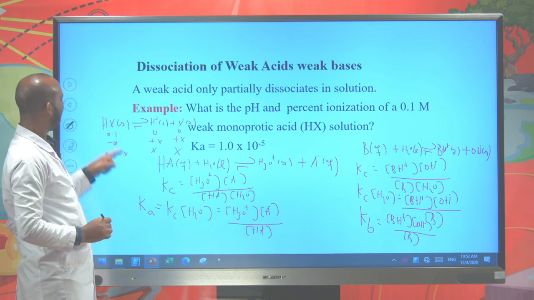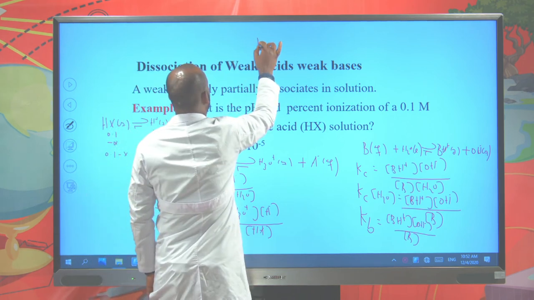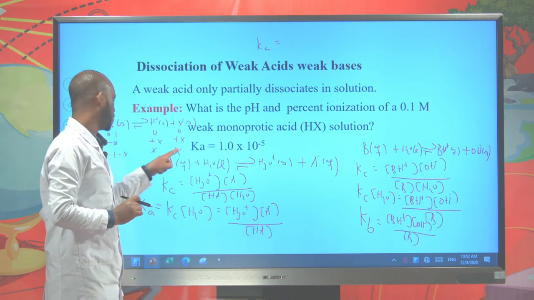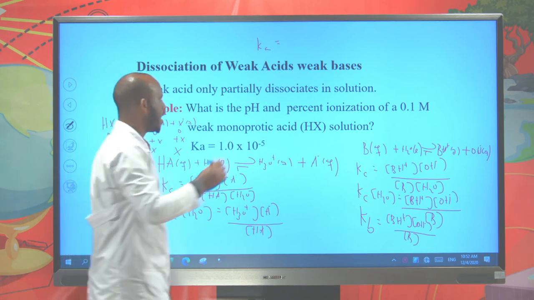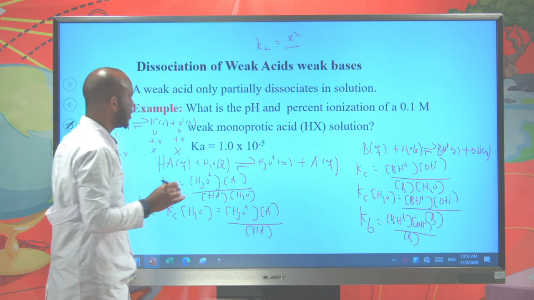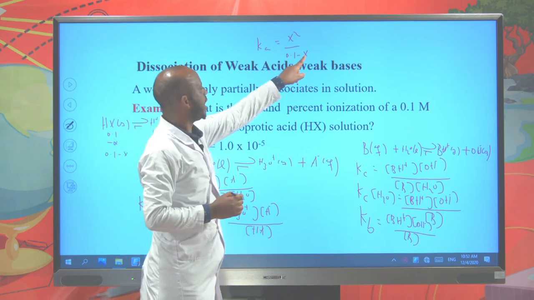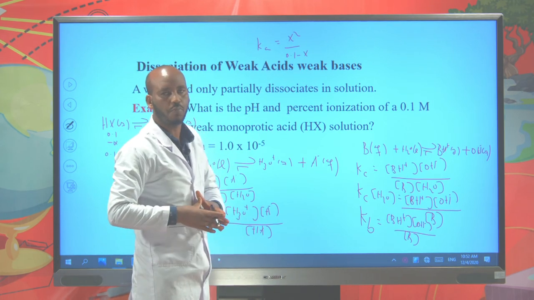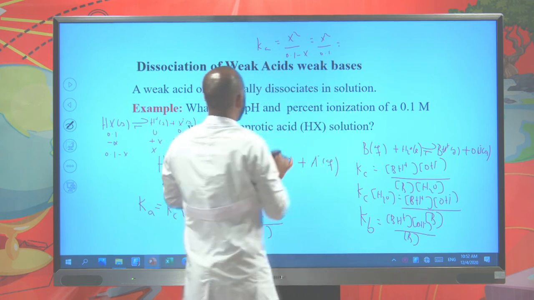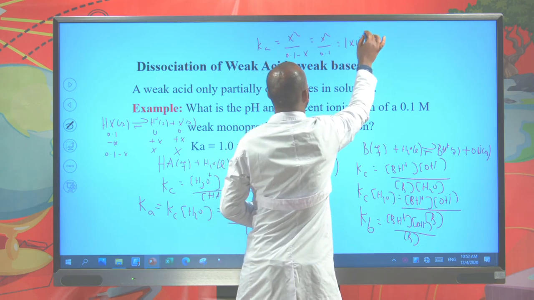Now you can set up the acid dissociation constant for this acid, Ka. Ka equals the equilibrium concentration of H+, which is x, times the equilibrium concentration of X minus, which is x, so x squared, divided by the equilibrium concentration of HX, which is 0.1 minus x. Now for a small value of x, 0.1 minus x is approximately 0.1. Therefore, x squared divided by 0.1 equals the acid dissociation constant, 1 times 10 raised to minus 5.